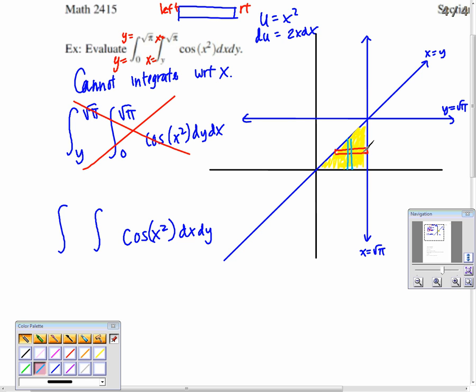Okay, so now I need to change this to a rectangle going up and down. So we're going to go dy dx on this, right? Now it's going to be dy dx. So I'm going to go up and down. With respect to y, this is going to be y equals x and y equals 0. And then the x's of this blue guy are going to go from what to what? 0 to root pi. Does that make sense? Yeah. And so now this rectangle goes up and down. Okay, let's integrate it.